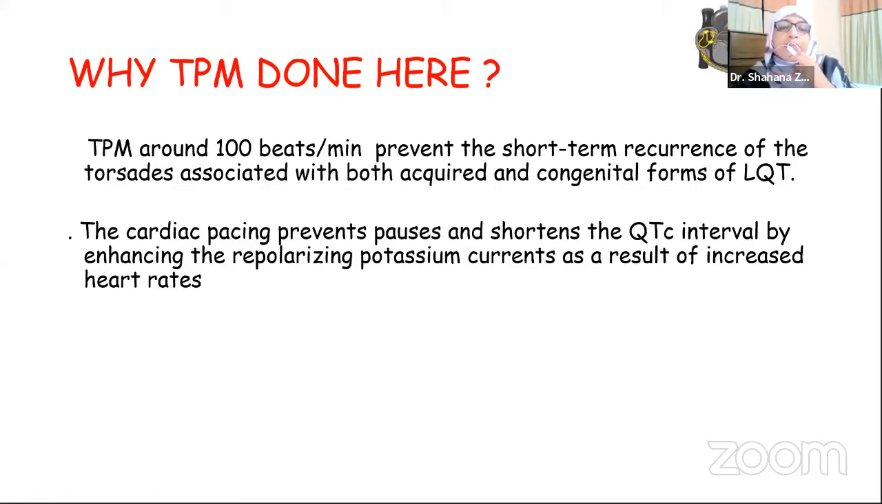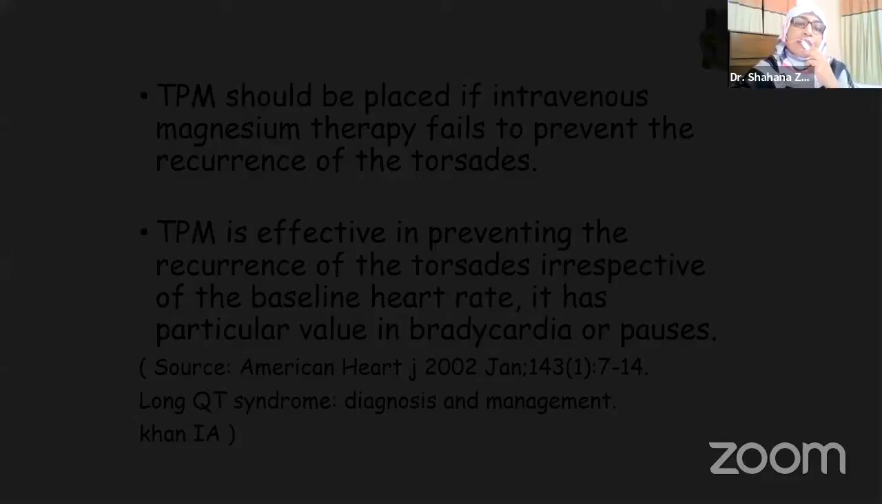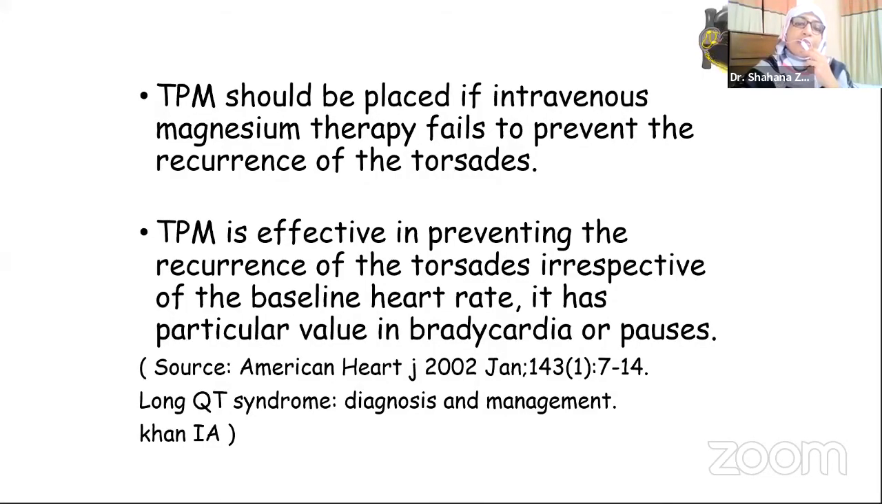The cardiac pacing prevents pauses and shortens the QTc interval by enhancing the repolarizing potassium currents as a result of increased heart rates. TPM should be placed if intravenous magnesium therapy fails to prevent the recurrence of the torsades. TPM is effective in preventing the recurrence of torsades irrespective of the baseline heart rate. It has particular value in bradycardia or pauses.